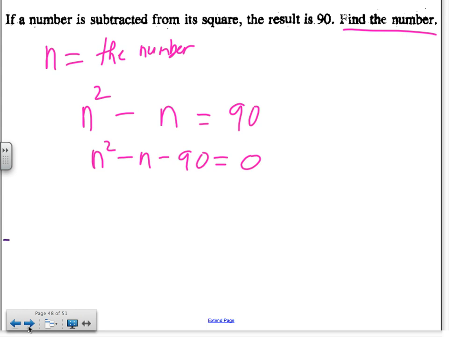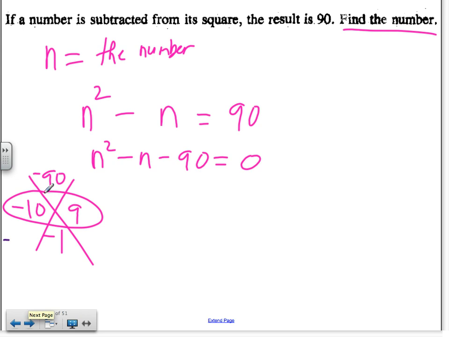So what's the top here? Negative 90. Don't forget the sign, guys. And the bottom, negative 1. What times what would give negative 90 and add up to negative 1? 10 and 9. Which one has to be negative? 10. Yes, there it is. See it? So is it the same thing like yesterday? Pretty much. And of course, you can certainly write it out: n squared minus 10n plus 9n minus 90 equals 0.